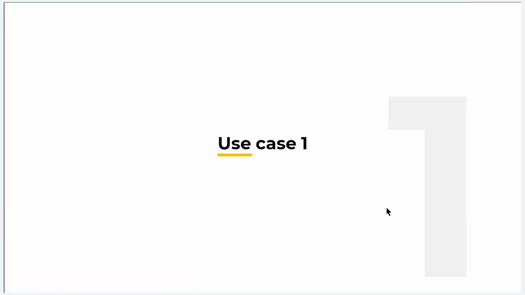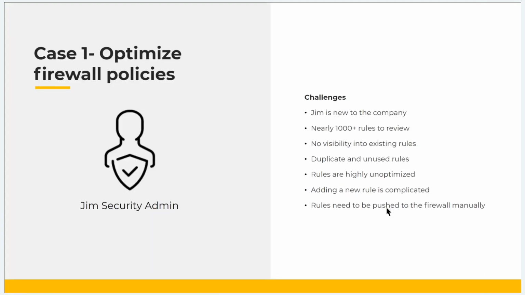All right, so let us look at the first use case for Jim, which is to optimize firewall performance. Jim is facing the following challenges. Firstly, Jim is new to the company, which means he does not have the required visibility to understand all of the rules and how they are structured. And also it is a pretty old company, and there are more than 1,000 rules for him to review. Without visibility into all of the rules that are currently available in this company, it becomes an extremely difficult process to complete.